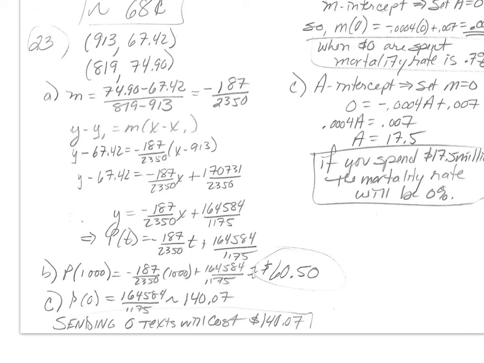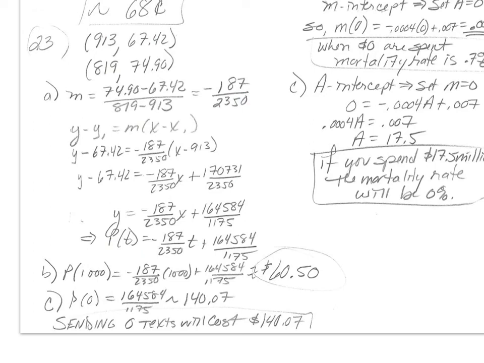You got to do a last step because they're asking for a linear model phone bill P as a function of T text. Function of T text means T is the independent variable, and that goes in here. P is the phone bill itself. So you got to rename this. Don't forget to rename your variable as well.